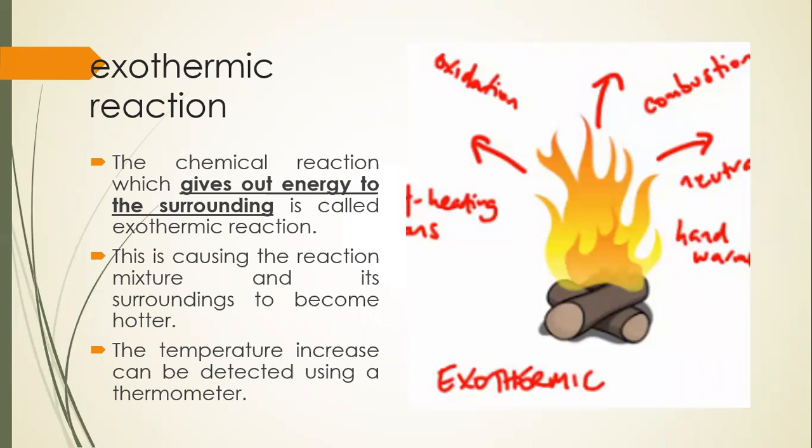So in an exothermic reaction, we know that the heat energy is released to the surroundings, right? So the reaction becomes hot. You can see from the diagram. So the temperature increase you can find using a thermometer.